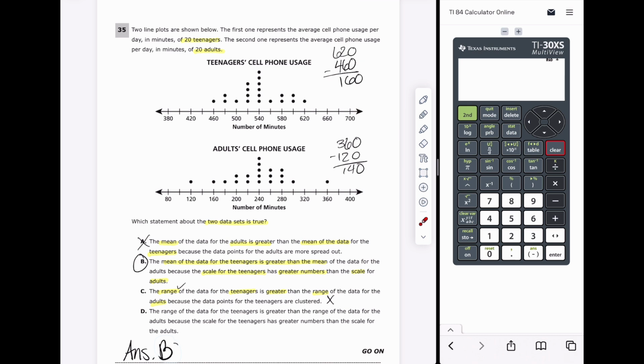And let's look at the last one. The range for teenagers is greater, which we know is true, than the range of the adults, because the scale has greater numbers than for adults. That doesn't make any sense. It has nothing to do with the scale. So the range was larger because it spanned out more numbers, but it had nothing to do with the scale. It had nothing to do with the cluster. It just had to do with the highest and lowest value. So B is correct because we were able to find the mean is greater, and it had to do with the scale of numbers. All right, hit pause and jot this down into your notes.